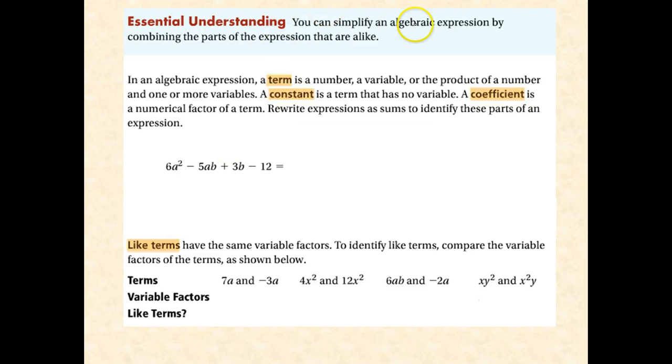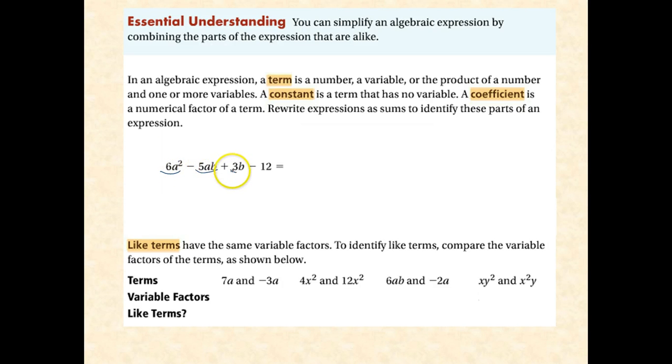So we can simplify algebraic expressions by combining the parts of the expression that are alike. And the parts in expressions we call terms. Terms are made up of a number, a variable, or the product of a number and one or more variables. A term looks like this. That's a term.